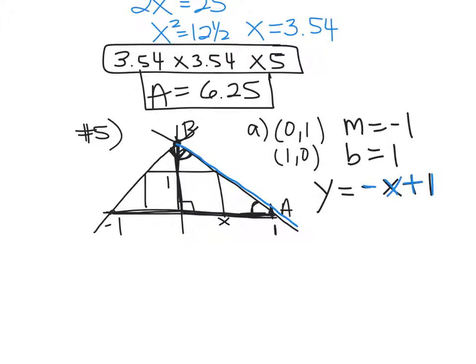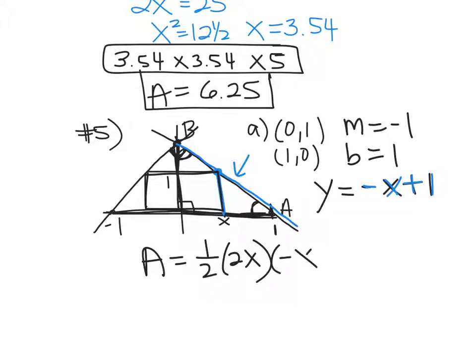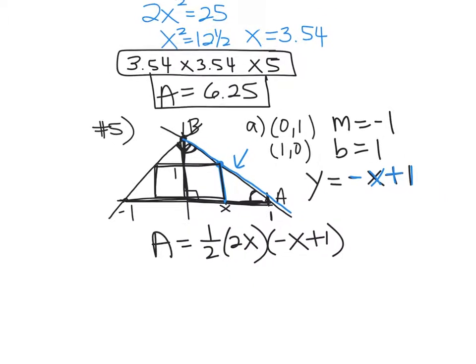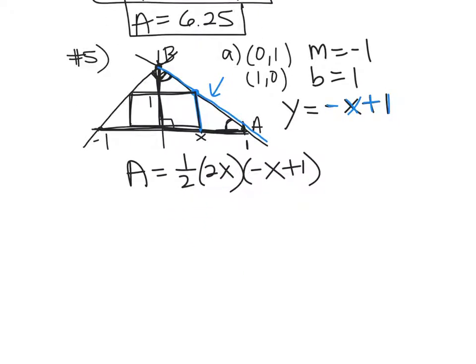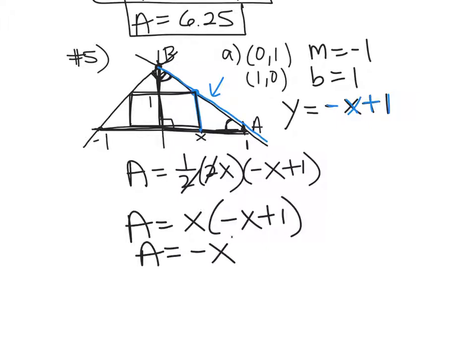Now why did we need that? Well, because we need the height. And the height, remember when we did those parabolas, was always the equation of that parabola. Well, it's the equation of the line in this case. So let's see, we have this rectangle. Let's talk about this rectangle. The area is going to be 1/2 the base, which is 2x, times the height, which is -x plus 1. All right, so the 2's can reduce, and we're left with x times -x plus 1. Distribute that x to get -x squared plus x.